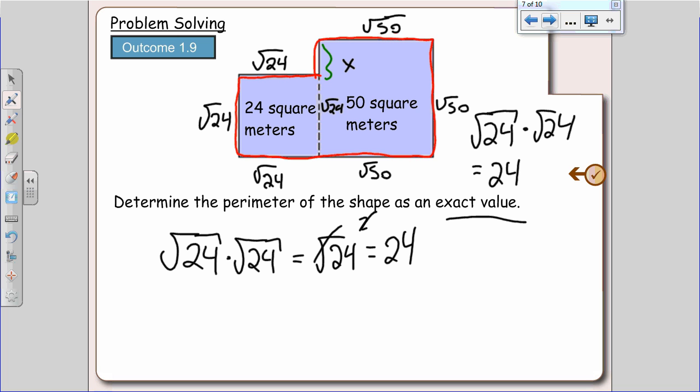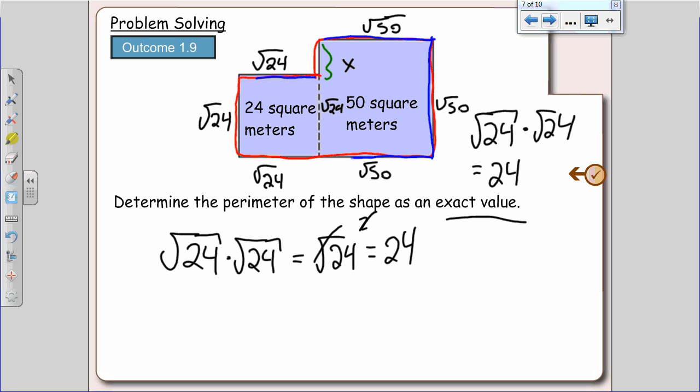So you can kind of logically work your way through it. I'm going to switch to blue here. Do we know this side length here? Yes. Do we know this one here? Yes. And is it the exact same as this plus this? Yes. It's just square root 50.